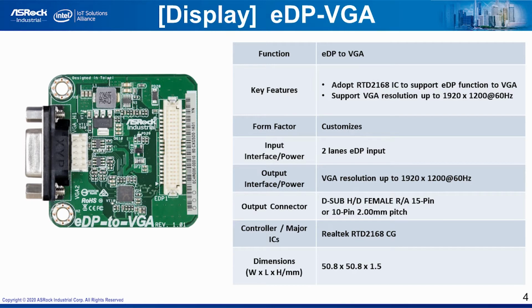The second card is EDP to VGA. By adopting Realtek RTD2168, it transfers EDP function to VGA. It supports VGA resolution up to 1920 by 1200 at 60 Hz. The input is 2-lane EDP, and the output is VGA. You can choose D-sub 15 connector or 10-pin pitch header as output connector, and you can see in the picture.